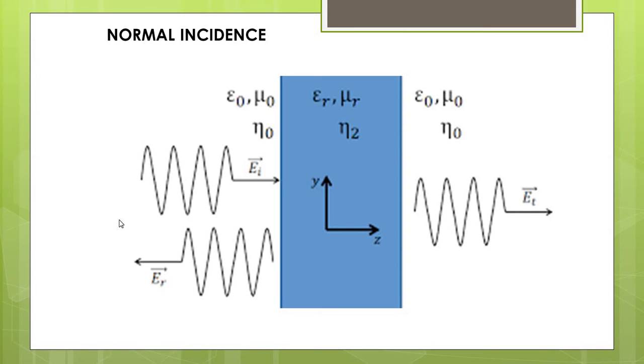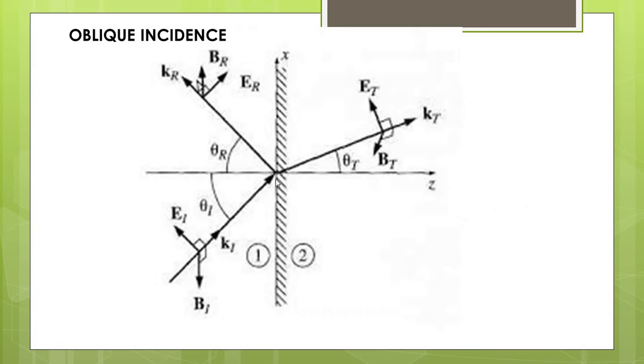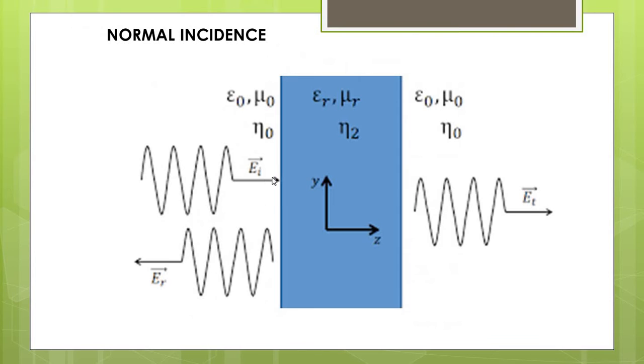As we already know, there are two types of incidence. One is the normal incidence, the second one is the oblique incidence. When an electromagnetic wave is striking any boundary interface at an angle of 90 degrees, we call it a normal incidence. If it is striking at any other angle other than 90 degrees, we call it the oblique incidence. You can see this is the interface.